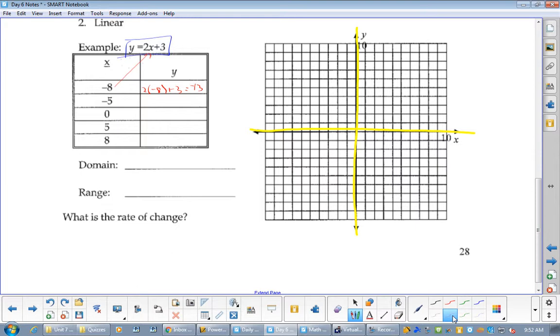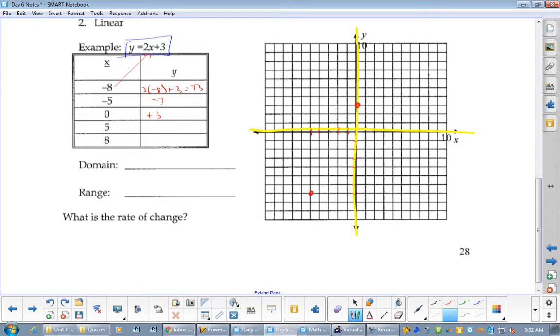Negative 5. If you put 2 times negative 5, it's negative 10, plus 3, negative 7. So we got negative 5. Always do your x first. 1, 2, 3, 4, 5. And negative 7. 1, 2, 3, 4, 5, 6, 7. Okay, it's right there. Okay, what happens if you put 0 in? You get plus 3. What have I just found? The y-intercept. 0, 3, right there.